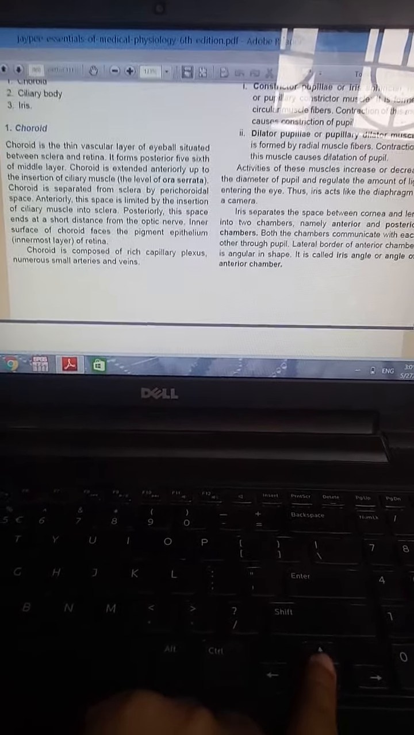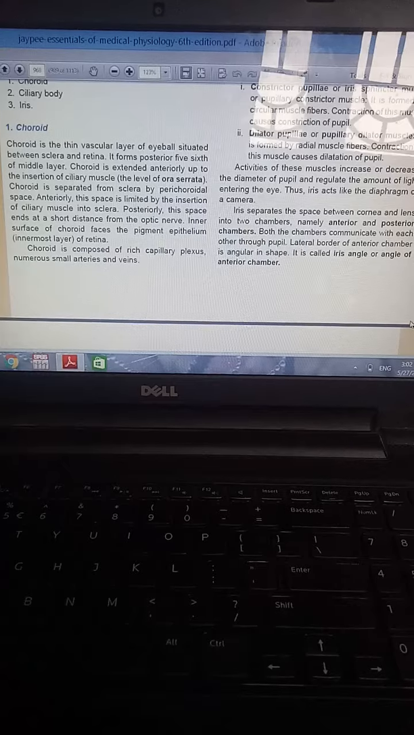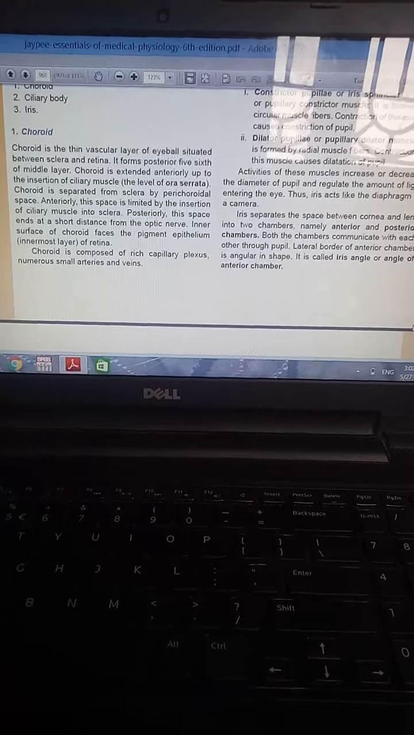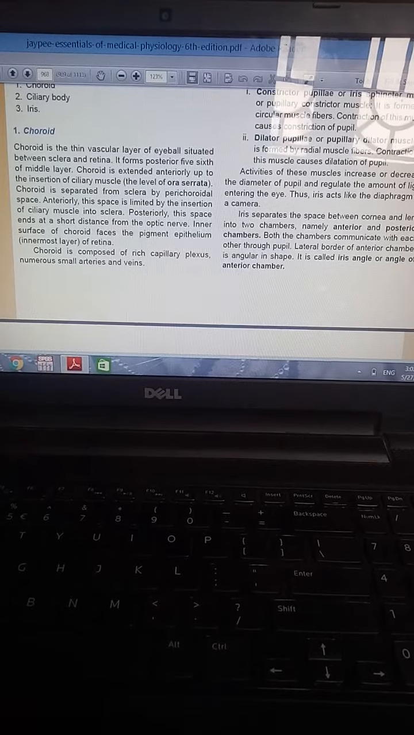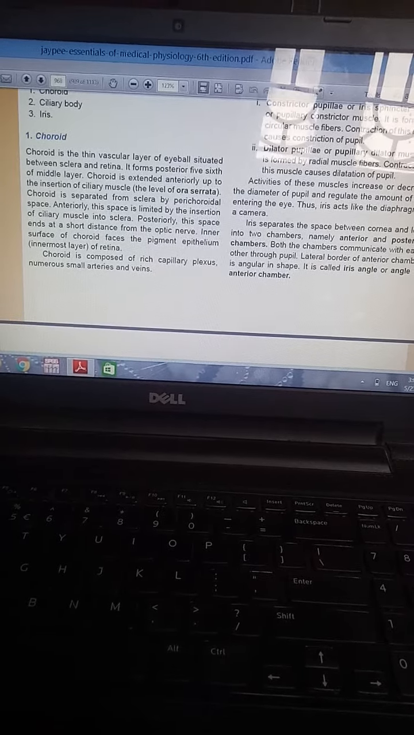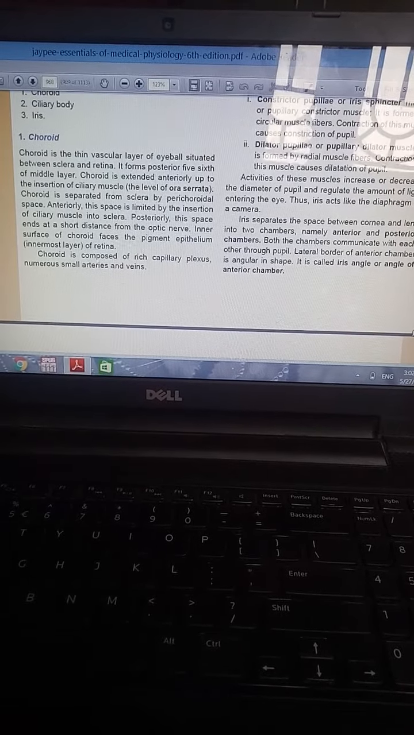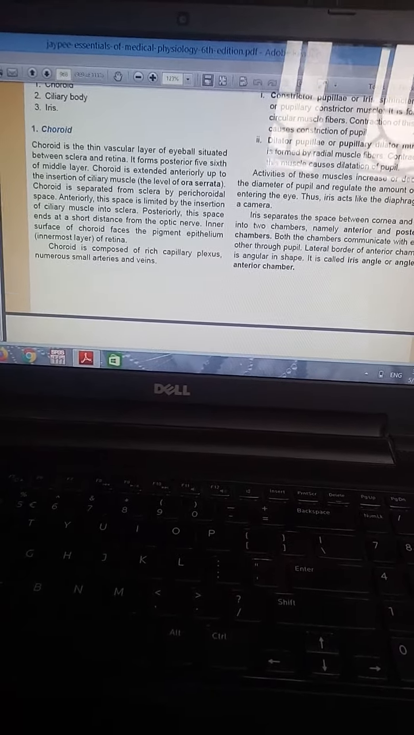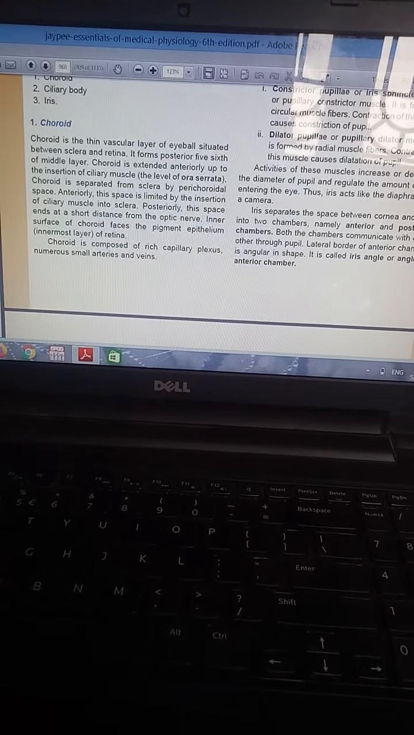What is the choroid? It is the thin vascular layer of the eyeball, and it is situated between the sclera and the retina. So basically, where is it situated? The choroid, which is a thin vascular layer, is situated between the sclera and the retina. It also forms the posterior 5/6 of the middle layer, and it extends anteriorly up to the insertion of the ciliary muscles.